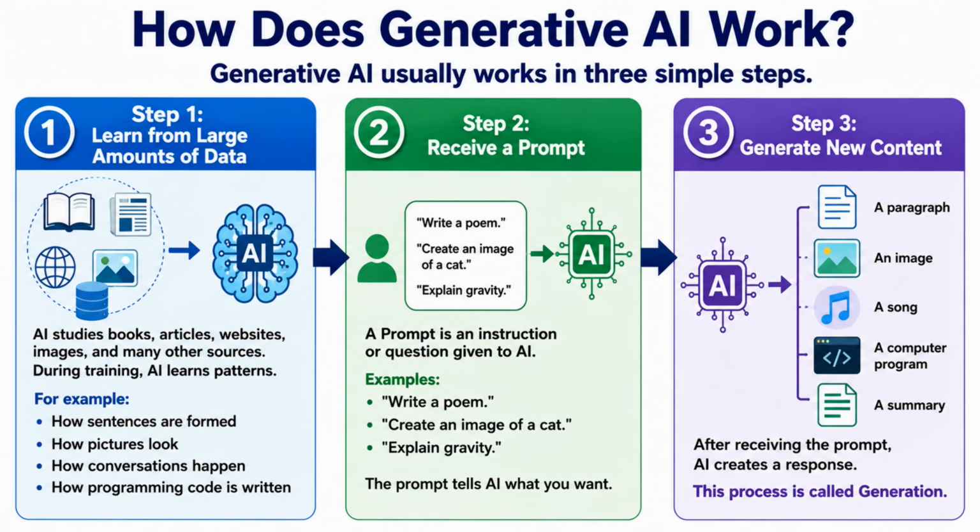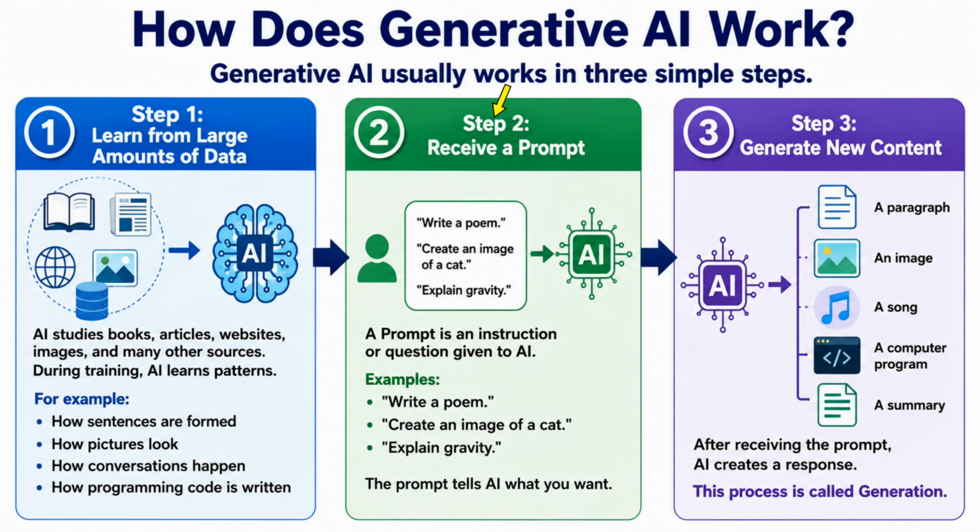Now we will see how generative AI works. Step 1. Learn from large amounts of data. AI studies books, articles, websites, images, and many other sources. During training, AI learns patterns. For example, how sentences are formed, how pictures look, how conversations happen, how programming code is written.